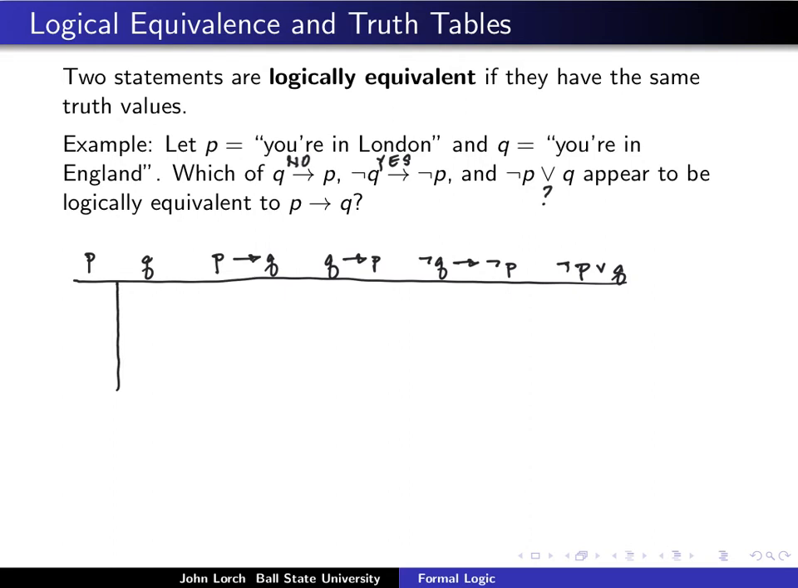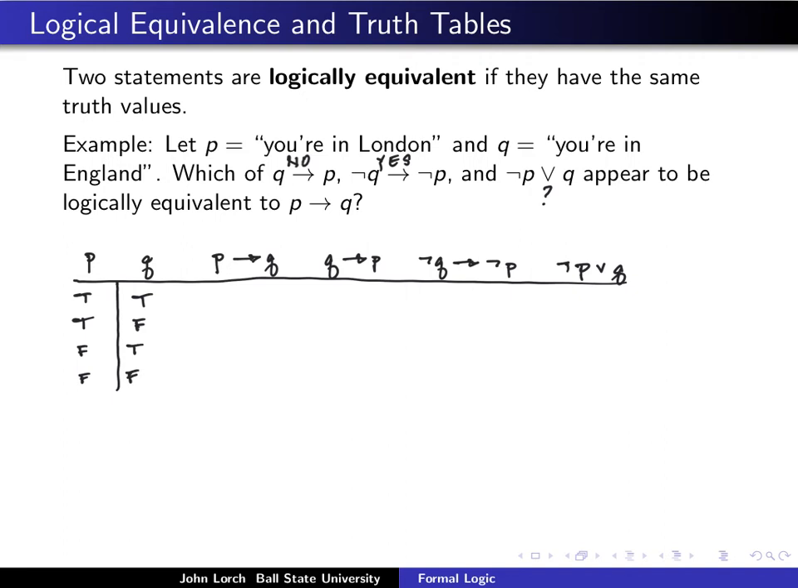Okay, so now the first thing we should do is write down the possible truth values of P and Q. So they could both be true, P could be true and Q could be false. P could be false and Q could be true. Or they could both be false.